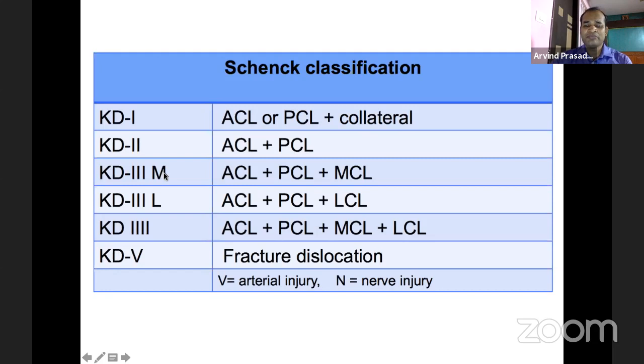Type 3M is for the medial side, both the central plus MCL. Type 3L is both the central and the lateral collateral. Type 4, all 4 ligaments, ACL, PCL, MCL and LCL, are involved. Type 5, when the dislocation is associated with a fracture. Whenever there is arterial injury, V should be added, and nerve injury, N should be added. Though there are other classifications also, the most commonly followed is this classification.